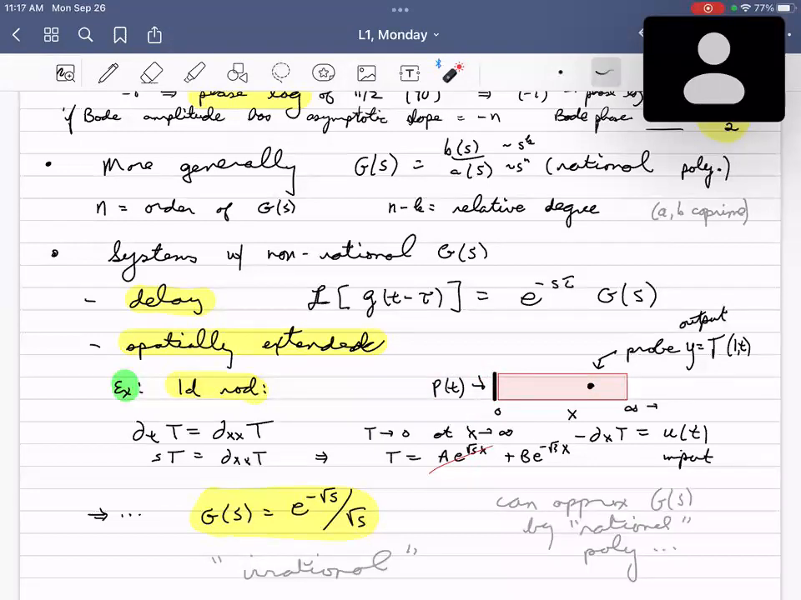And you can work out, and maybe we will in a moment, that the transfer function for this is e to the negative square root of s over square root of s. And again, this is not the ratio of two polynomials. So spatially extended systems and systems with delays can still have transfer functions, but they're not rational polynomials. And this actually has some physical consequences that I'll get to in a moment.